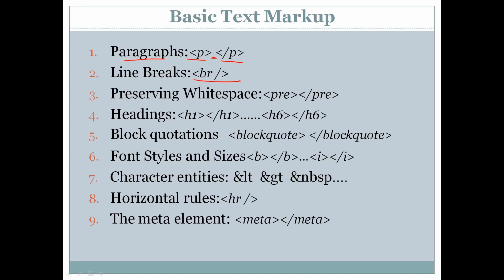The BR tag is used to create a new line, like we use slash n in a programming language to add a new line. In HTML we use a BR tag. Then for preserving white space, we have a pre tag. We will study about this tag later on. Then we have heading tags, that is H1 till H6.